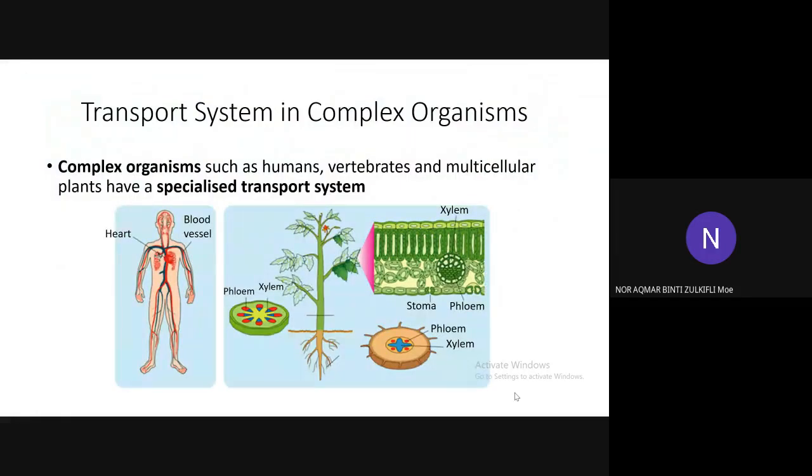Now, we look at the transport system in complex organisms. Complex organisms such as humans, vertebrates, and multicellular plants have a specialized transport system. We humans have a heart and blood vessels. For plants, they have phloem, xylem, and stoma.